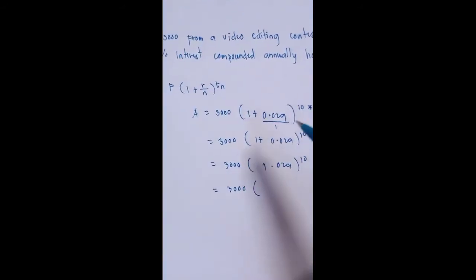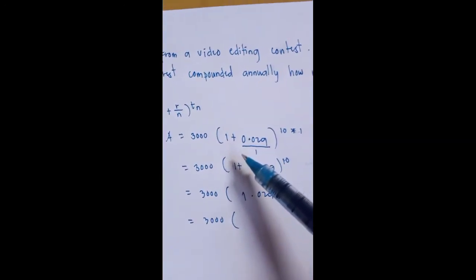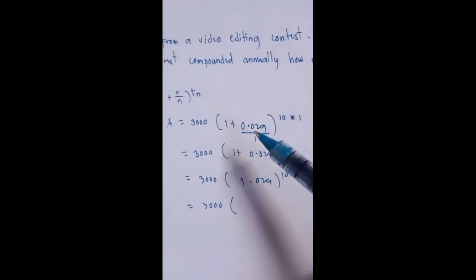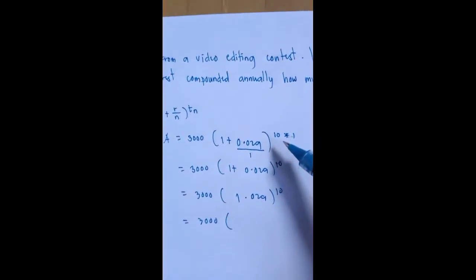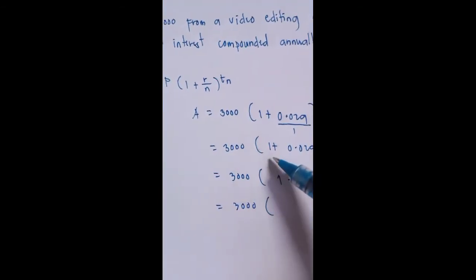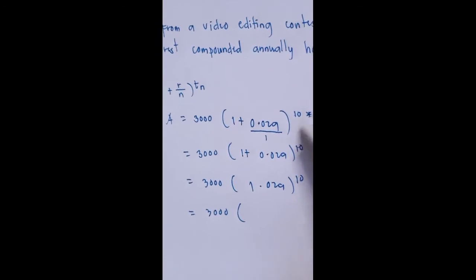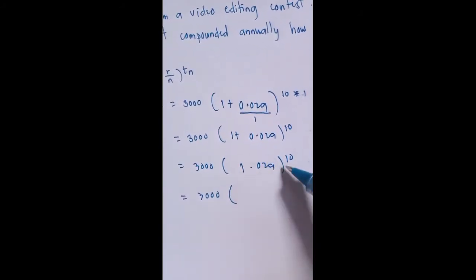So this is the principal, rate, and time. So let's try solving it. Let's substitute the principal, rate, and time. The principal will be 3,000, and 1 plus the 2.9%, which will be 0.029, divided by 1 because it is annually. Then to the power of 10 times 1, which is 10. So 3,000 times 1.029 to the power of 10.